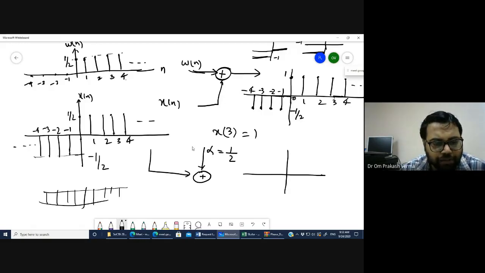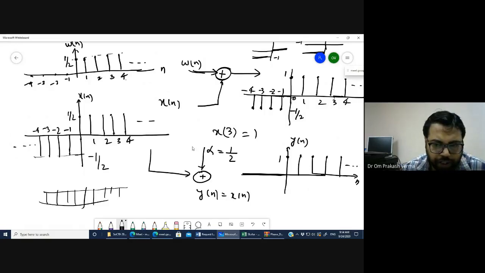When you add this signal from -1/2, from -infinity to 0, we get only the 0 signal. However, when you add the 1/2 from 0 to infinity, again you get the value 1. So this is the case you can find out. Let's say this signal is y[n]. y[n] is nothing but x[n] plus alpha. Let's say this y[n] is called x[n] plus w[n], right? So this is the case.